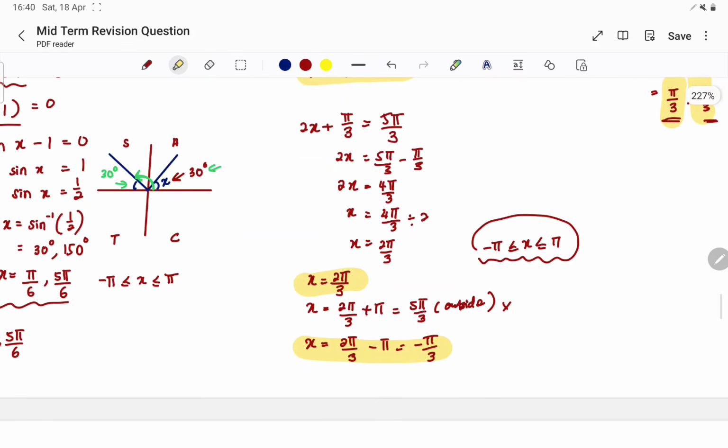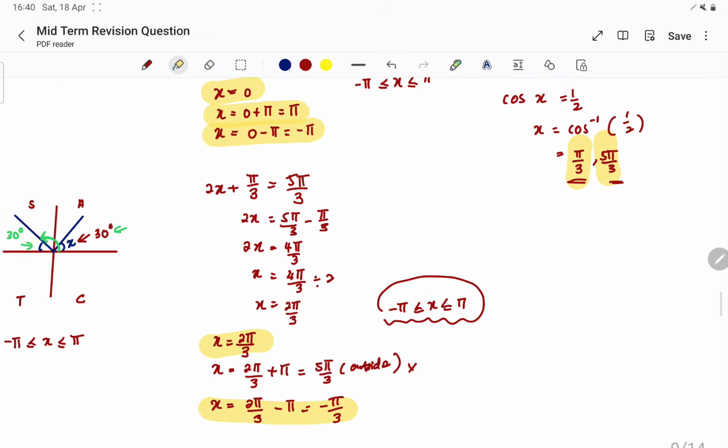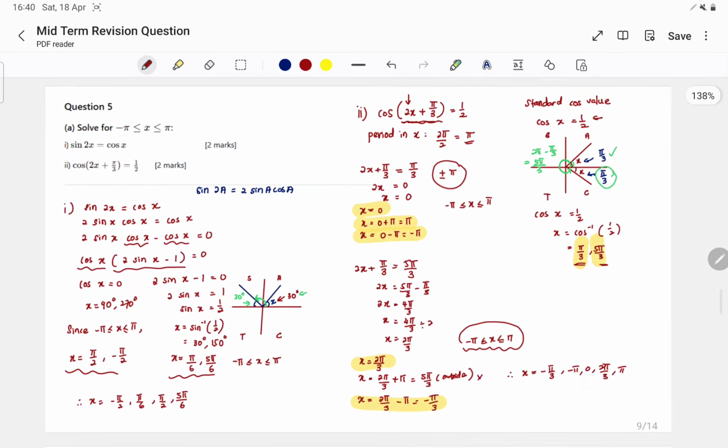So right now you have 5 values of x. You list down every value of x, which is negative pi over 3, negative pi, 0, pi over 3, pi. So that is it for this question.